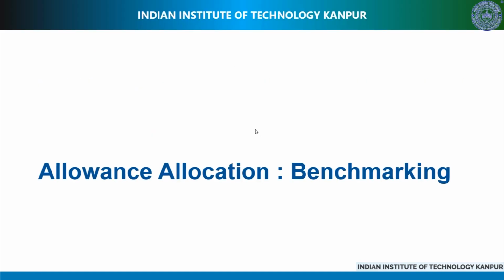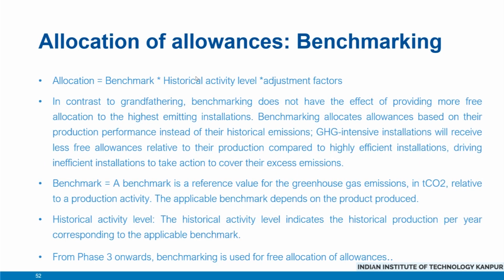In this video, we'll discuss the concept of the benchmarking-based approach to allowance allocation. Let us refer to this formula, which is allocation equals benchmark times historical activity times adjustment factors. As the formula suggests, this benchmark-based allocation is a different method. In fact, it combines two features, and it is in contrast to the grandfathering approach, which relies on emission levels for free allocation. In contrast to that, in benchmarking we have two features where we make a sector-wide comparison of the production process and the product.